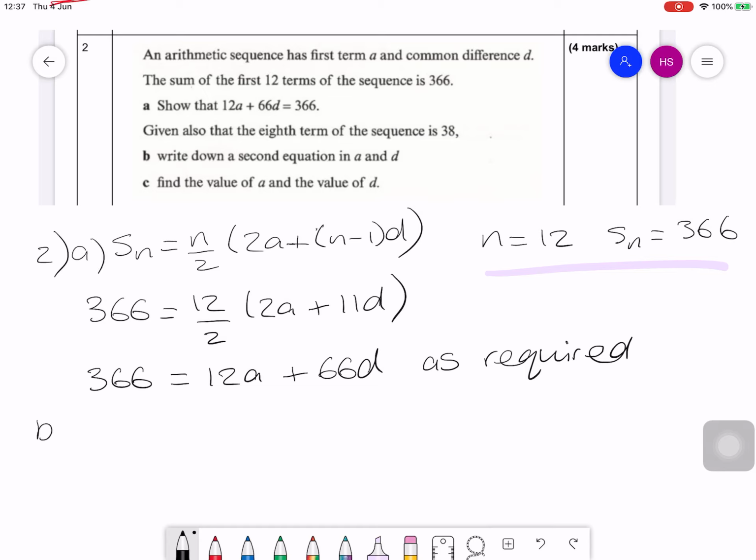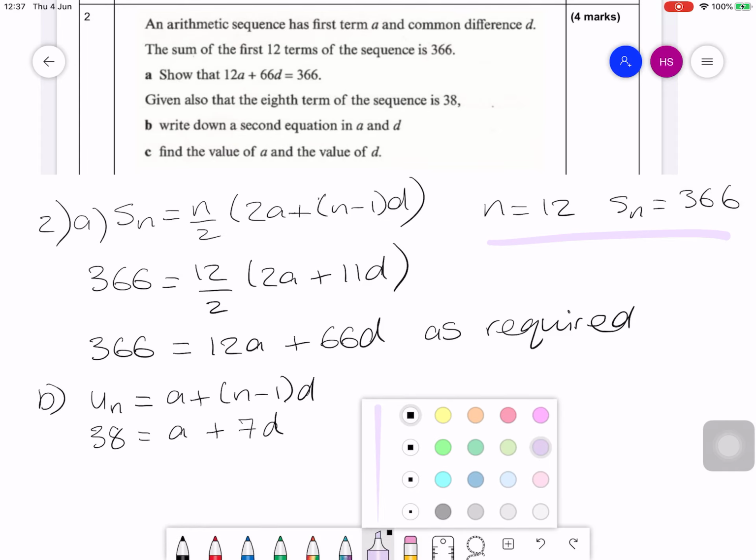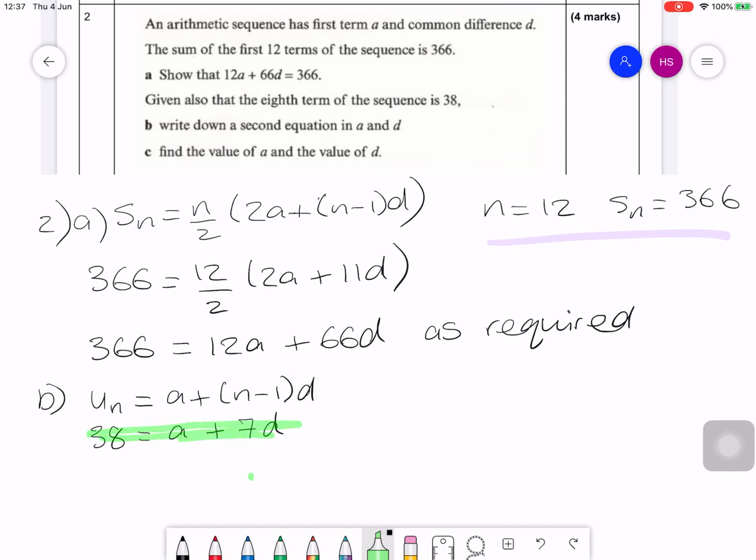Okay, so given also that the 8th term, careful there because they're not talking about the summing formula anymore, they're talking about the 8th term itself. So that's going to be that formula there. So the 8th term, if n is 8, n minus 1 is 7, and they're telling me that that equals 38. Okay, so basically I've got simultaneous equations. I've got that equation with a and d, and I've got this equation with a and d. So it's just deciding the best way to solve them.